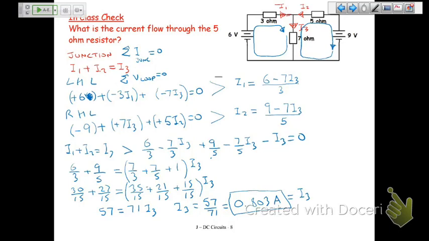So if you want the current through the 5 ohm resistor, then you've got to find I2. So you would say, oh, I2 is equal to 9 over 5 minus 7 over 5 times 0.803. And I2 would equal whatever that works out to be. 0.67. So that's my real answer.